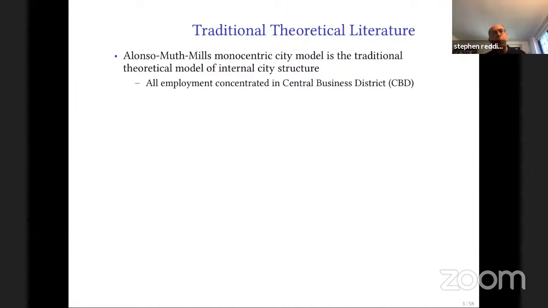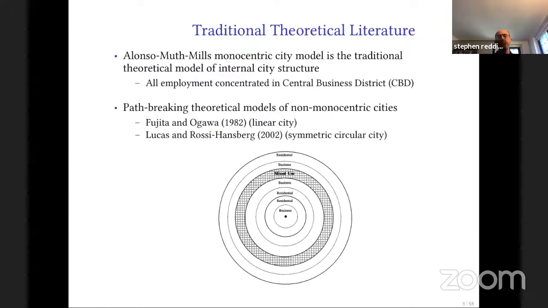Just to connect a little more back to Ed's lecture and think about where these quantitative urban models connect with the traditional theoretical literatures. As Ed mentioned, the classic theory model for thinking about internal city structure is the so-called Alonso-Muth-Mills monocentric city model, where the key assumption is that all employment is concentrated in the central business district, in the center of the city, and workers face commuting costs in commuting to that central employment location. Building on that traditional literature, there are a couple of path-breaking theoretical contributions that seek to model non-monocentric cities from a theoretical point of view.